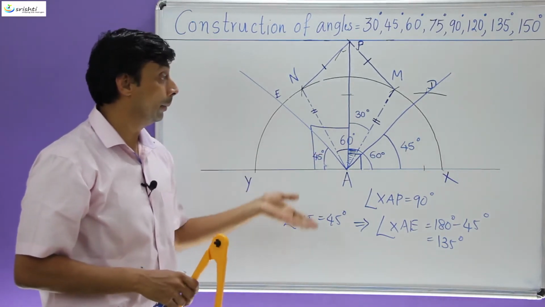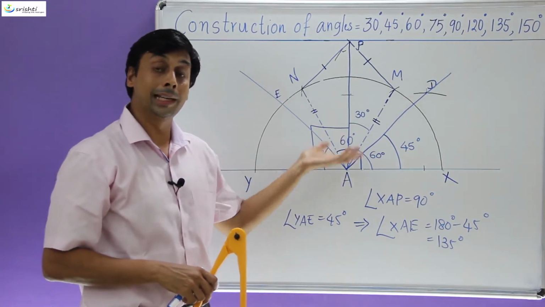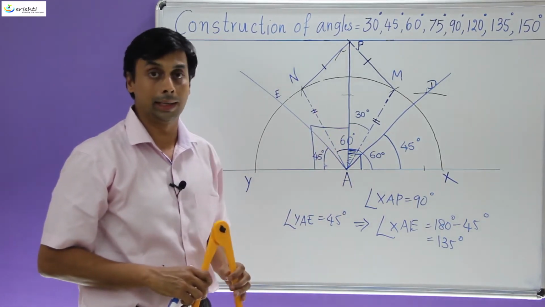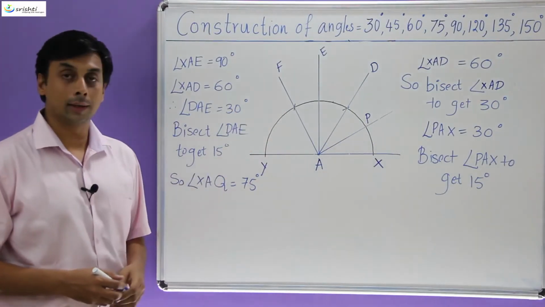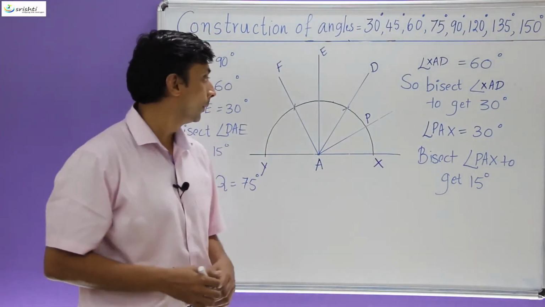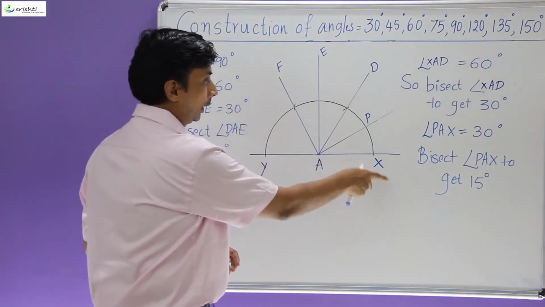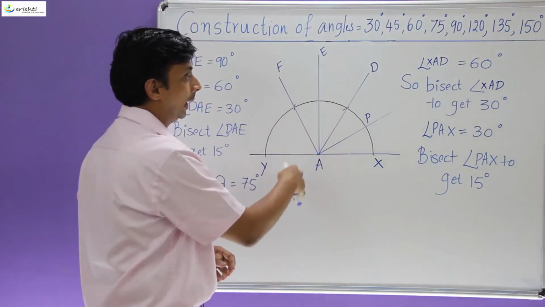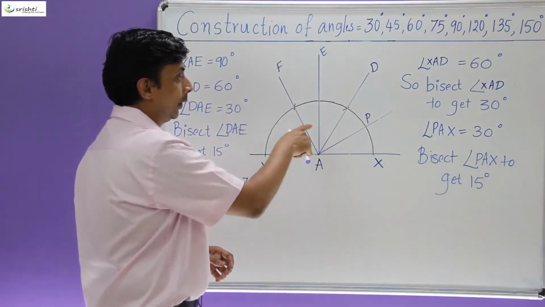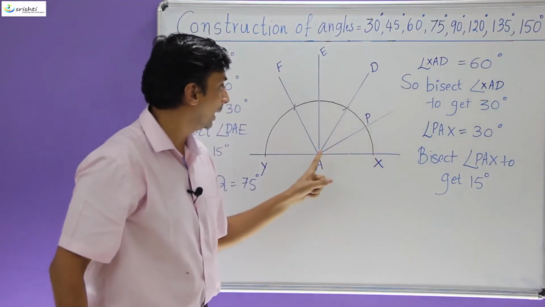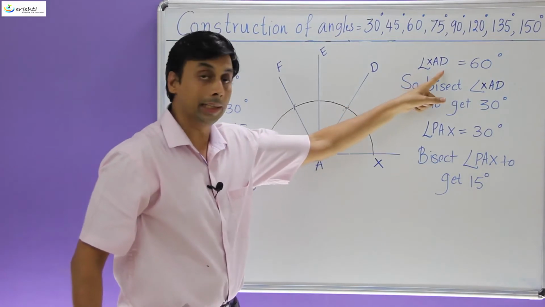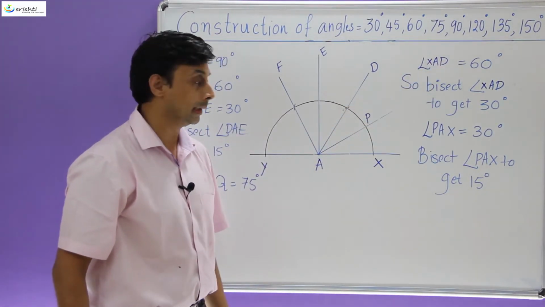So now in the next segment, I'll show you how to draw a 15-degree angle as well as a 75-degree angle. So in this segment, I'm going to explain how to construct 75 degrees and 15 degrees. I have already drawn the conventional semicircle with 60 degrees, 120 degrees and 90 degrees shown as well. So we know that angle XAD is equal to 60 degrees. This is how we constructed the 60-degree angle.